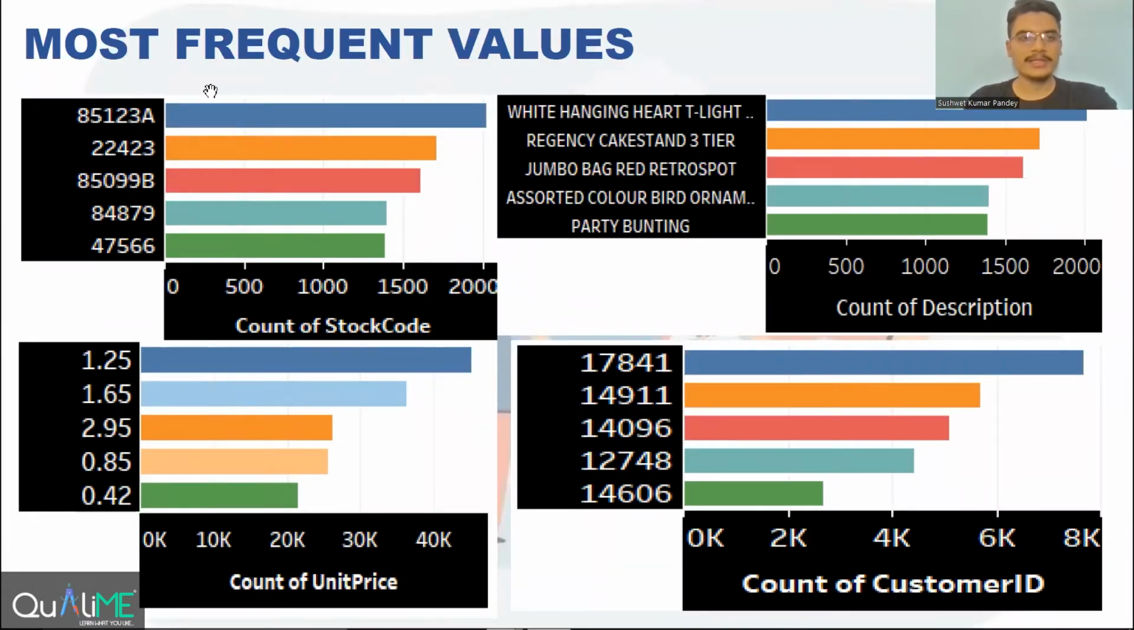After doing some feature engineering, we did some data visualization and we explored the dataset a bit. So these are the top values according to the frequency. So these are the top 5 stock codes by frequency. These are the products which occurred the most number of times in the data set, in most of the transactions. This is the count of unit price. These unit prices occurred the most number of times. And these are the customers which occurred the most number of times. That means they have made the most number of transactions.